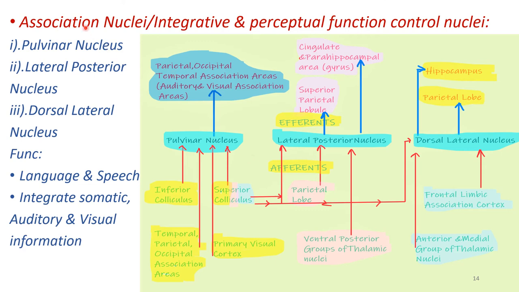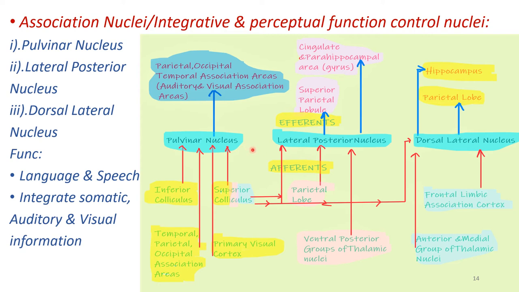The association nuclei, or the integrative and perceptual function control nuclei, which integrate all the functions as far as perception is concerned, are the pulvinar nucleus, the lateral posterior nucleus, and the dorsal lateral nucleus. The pulvinar nucleus makes up approximately 30% of thalamic volume in human beings, and as you must have seen earlier, this is the posterior flattened portion of the thalamus. So it is one of the largest thalamic nuclei. These nuclei are generally higher order function nuclei as compared to the other sensory nuclei.